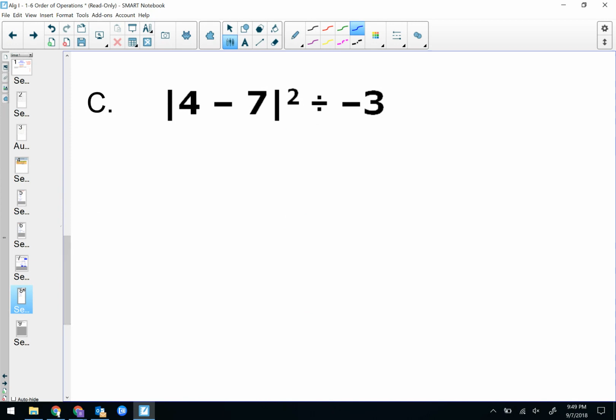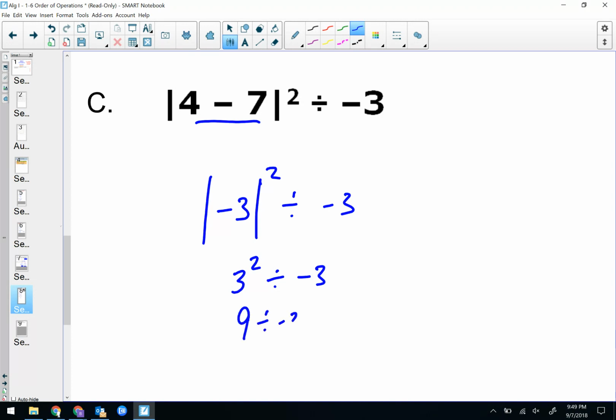Why don't you guys try this one on your own? Pause it, and then play when ready. Okay, so this gives me, look, here's my grouping symbol. Don't worry about the exponent yet. Grouping symbol first. 4 minus 7 is negative 3. The absolute value of negative 3 is positive 3. Exponent next, because now I've evaluated the grouping symbol. 3 squared is 9. Divided by -3 is -3. Here's my answer.